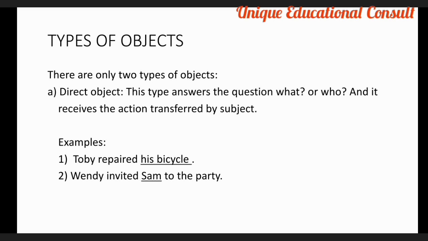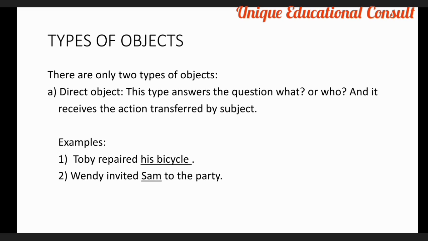Now to the second sentence. This answers the question who. Wendy invited Sam to the party. Sam there is the direct object. It receives the action transferred by the subject, which is Wendy. And the action is what? Invited. So in this second sentence, it answers the question who? Who invited Sam? That is Wendy. I hope this is clear under the point direct object.